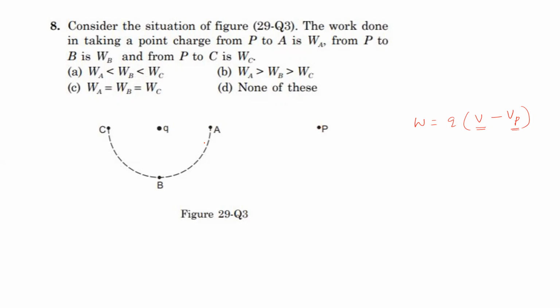Now listen here, these points A, B, C are at equal distance from the charge Q. So the potential at A is equal to the potential at B is equal to the potential at C. So when we are moving the charge from point P to point A, or P to B, or P to C, the potential difference is equal. Since the potential difference is equal, the work done in moving from P to A, P to B, P to C are equal. So the work done WA is equal to WB is equal to WC. So for this question, the third option is correct.